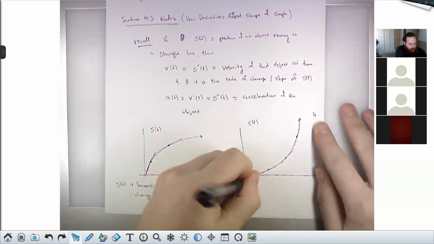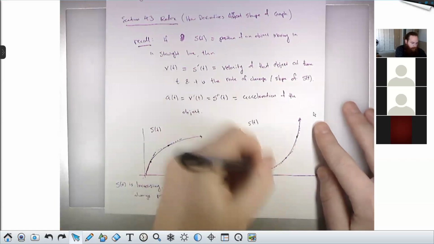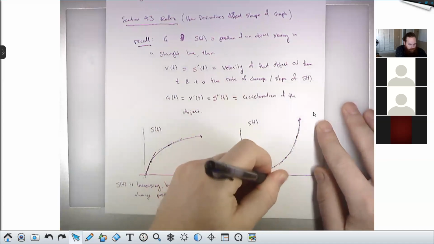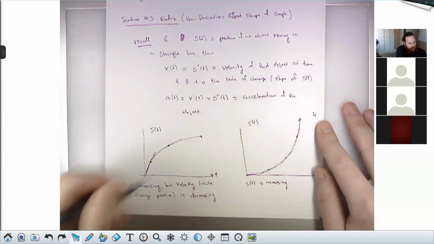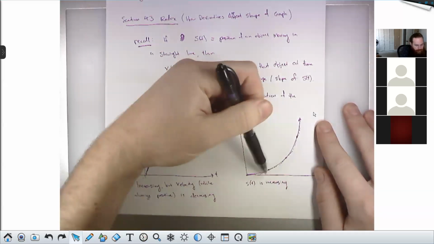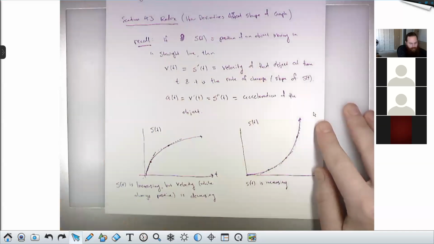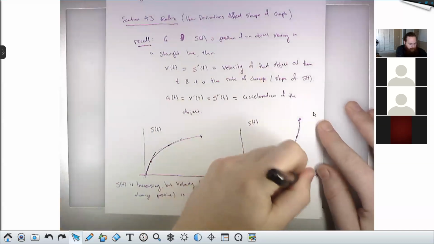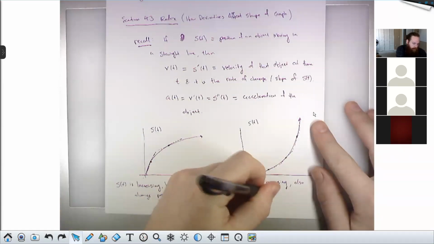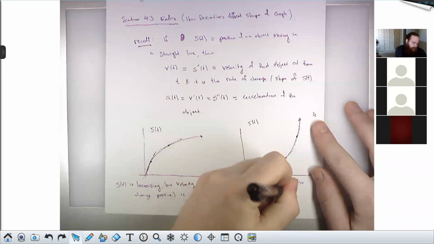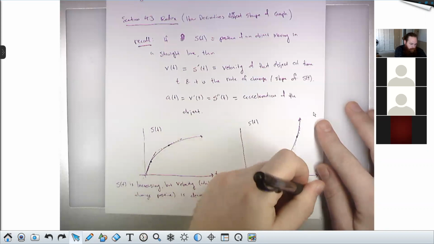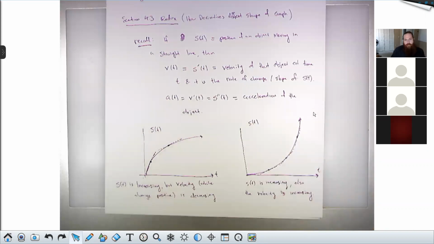And in this guy, s of t is still increasing, right? The original function is increasing. But something else is happening. Here my tangent lines start off kind of shallow, and they're getting steeper and steeper. So also the velocity is increasing. So two different increasing functions.